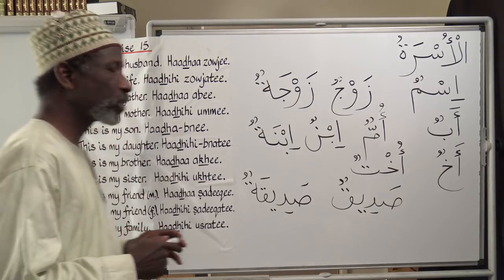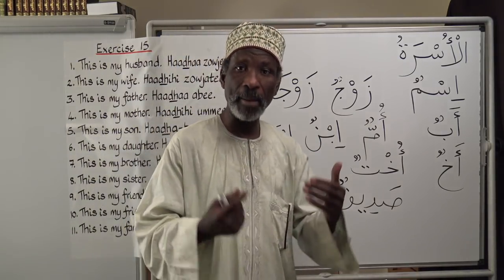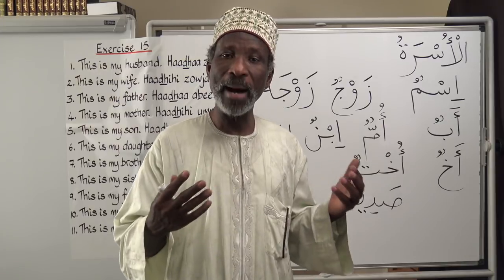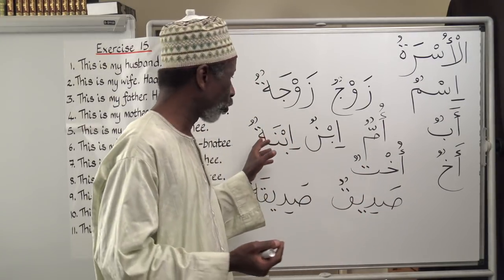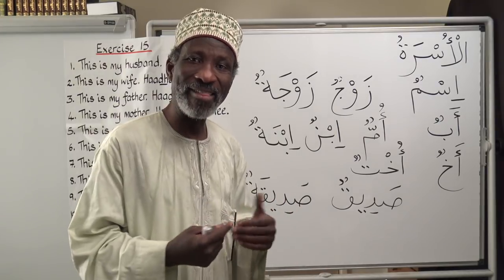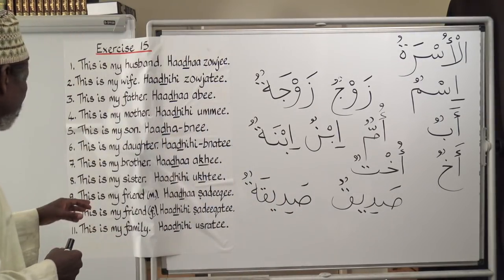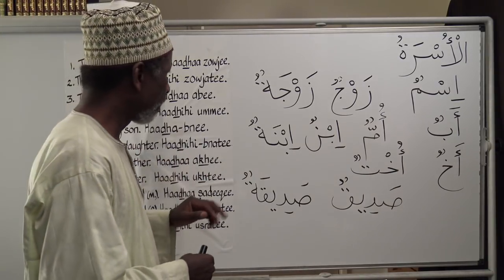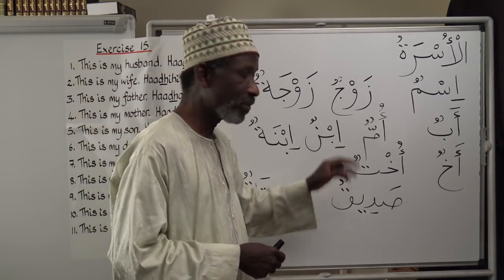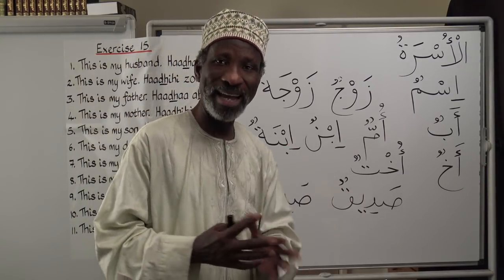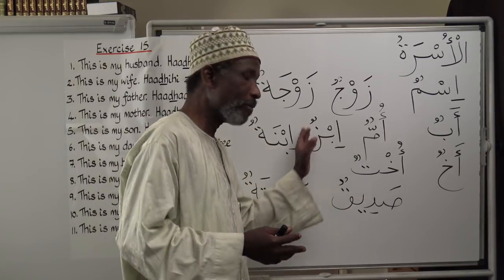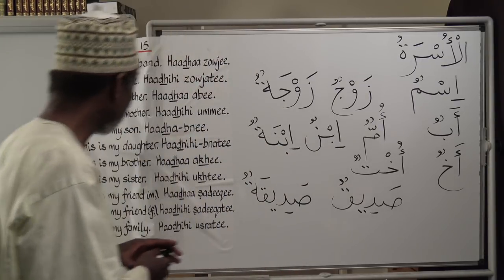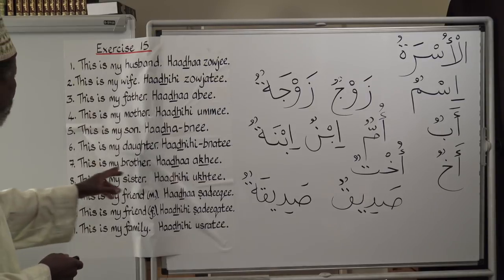Number five, this is my son. Ibnun, that's a son, becomes Ibni. Hadha Ibni. If you want to say this is my daughter, Ibnatun becomes Ibnati. Hadhihi Ibnati. That is number six. Because this alif and this alif are weak alifs, you suppress them when you have anything before them. You say hadha ibni and hadhihi ibnati.